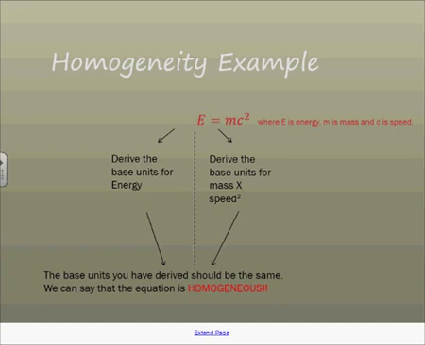What we're going to do is derive the base units for energy on one side, and then derive the units for mass times speed squared on the other side. So let's look at energy. First step, let's find a formula. Work equals force times distance. Like we've done before, I didn't know what force was, so I could also use F equals ma, and put that into the equation for force.